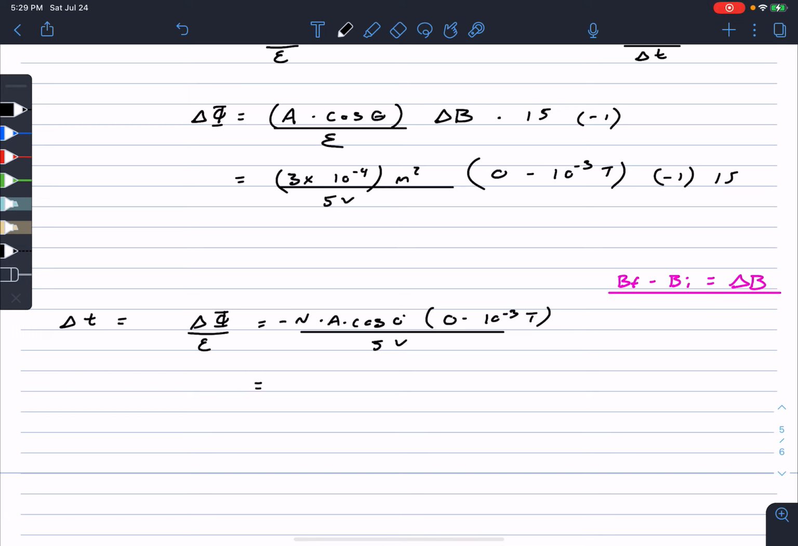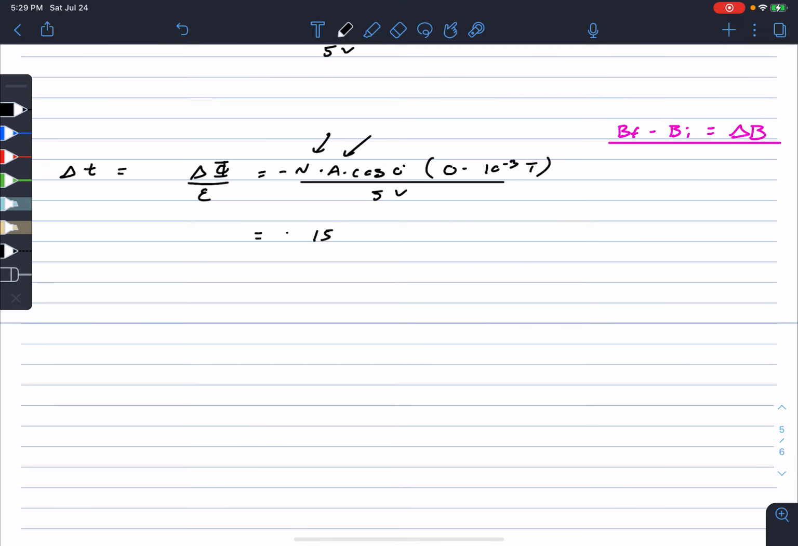We're given this value and we're given this value. This is 15, and so I wrote that over here. 15 turns, and 3 times 10 to the -4. So 15, 3 times 10 to the -4, -10 to the -3, over 5. This gives us a value of, let me just double check this, 9 times 10 to the -7 seconds, or 0.9 microseconds, is how long it takes to vary the B field from its max to its minimum, which is 0. Okay.